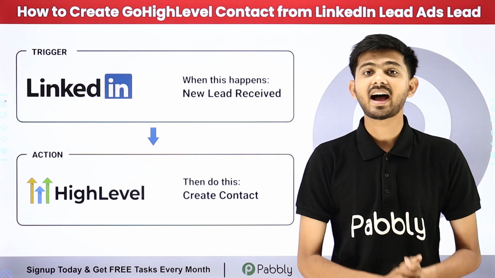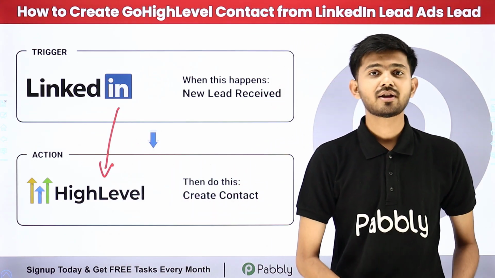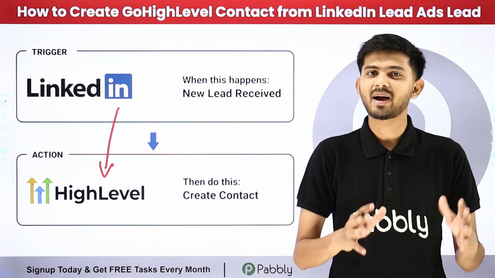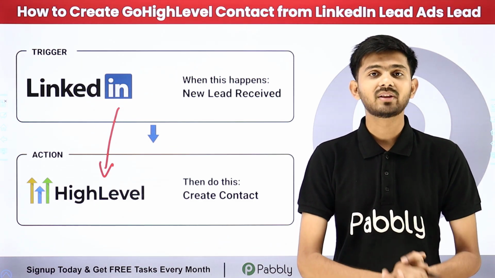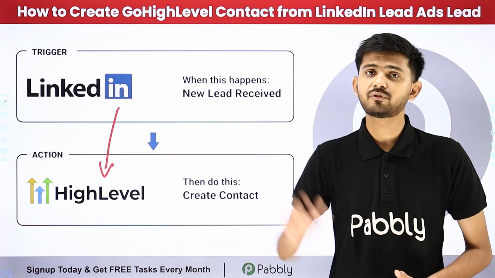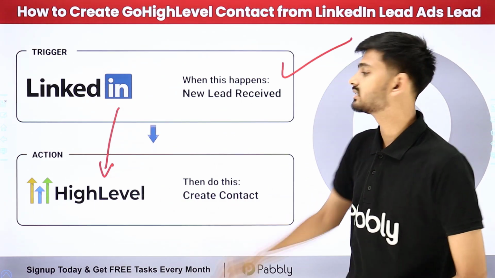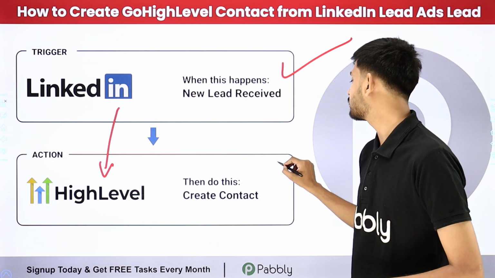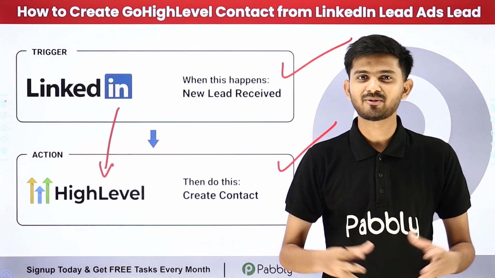So for my objective, I have to build a connection between LinkedIn lead ads and GoHighLevel. For building this connection, I'm going to use Pabbly Connect, which is an amazing software for automation and integration. With Pabbly Connect, I need to use the concept of trigger and action. In the trigger application, I'm going to use LinkedIn lead ads. In the action application, I'm going to use GoHighLevel. So how am I going to build this connection? For that, let me take you to my computer screen.